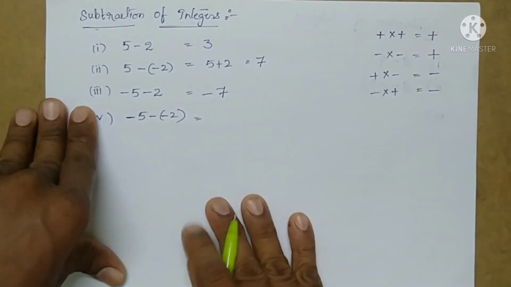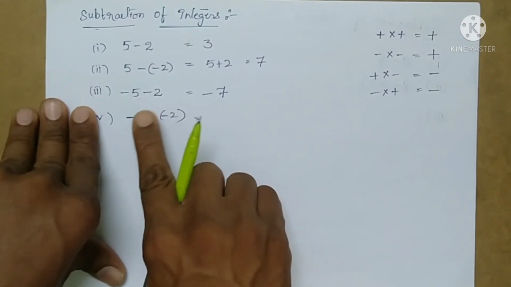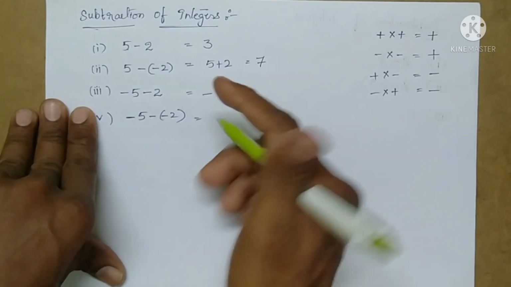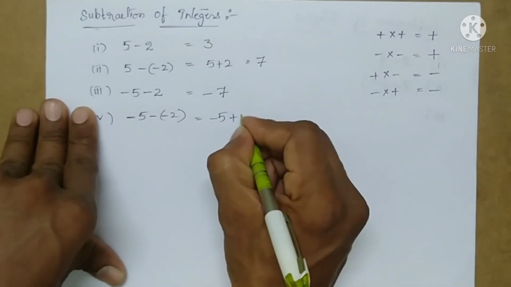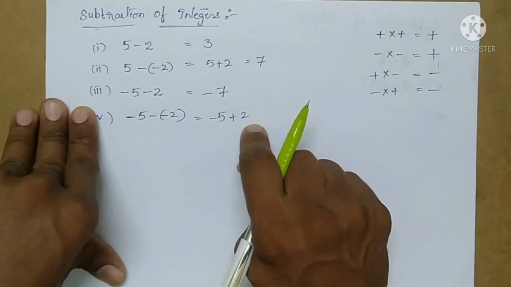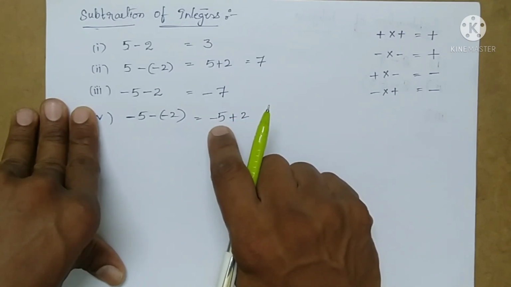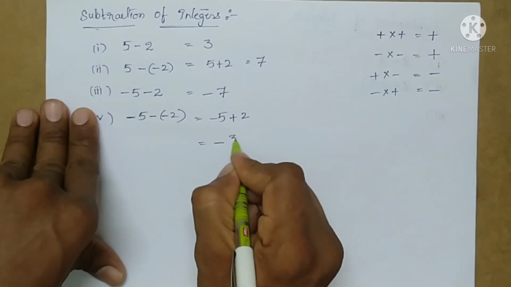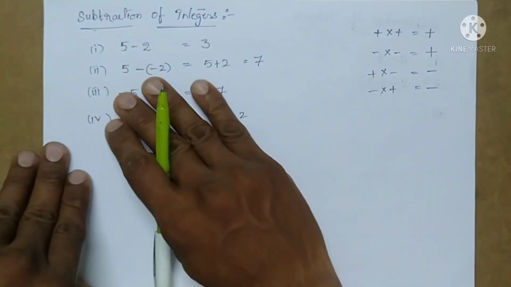Next one. Here minus 5, subtract minus 2 from minus 5. In this case, first we have to multiply these two signs. So minus 5, minus into minus is plus 2. One is negative, one is positive. What do we have to do? Subtraction. We always prefer the highest one's symbol. So the result is minus 5 plus 2, result is minus 3. This is the way we can subtract integers from integers.